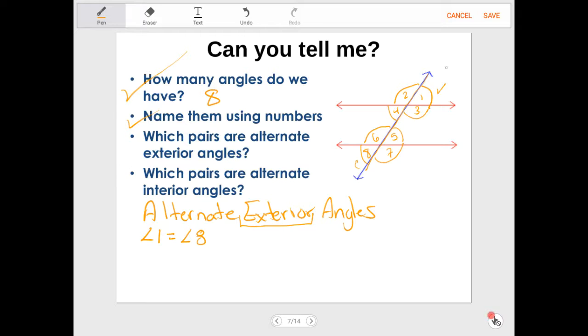This will come into play because eventually you'll be told, hey, this angle is 67 degrees. Well, then you would know right away that angle 8 is also 67 degrees. Okay, so I'll get rid of that.